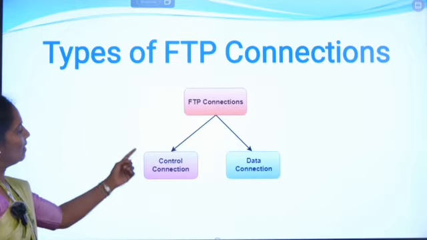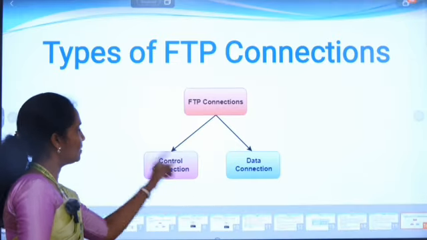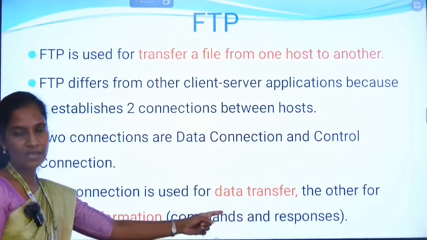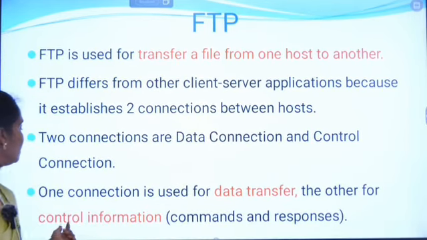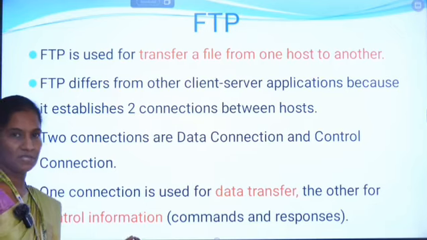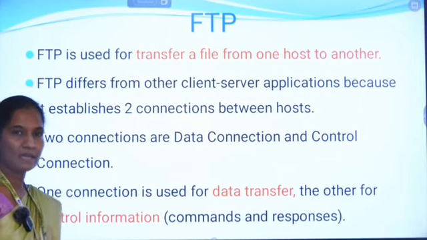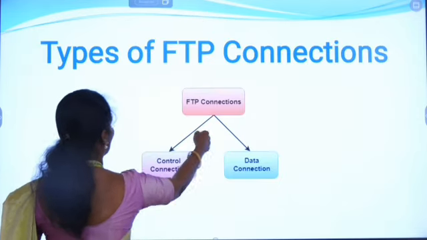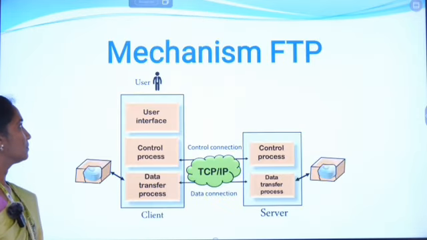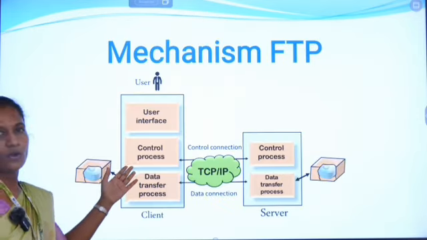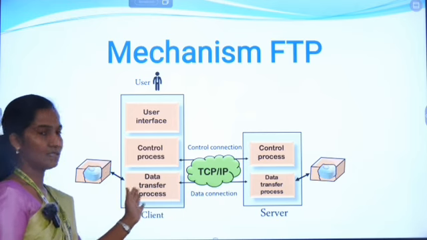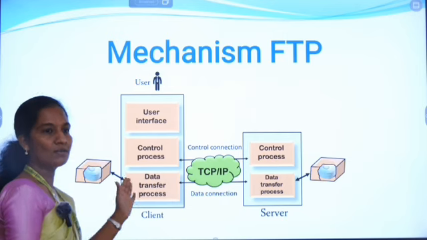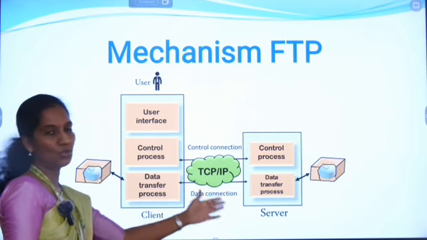So the 2 connections are control connection and data connection. Here, data connection is used for data transferring, and the control connection is used for getting the control information. That is, it is used for getting the commands and responses. This is the mechanism used for transferring a file from the client to the server. Here the client sends the messages or transfers the file from the client to the server.